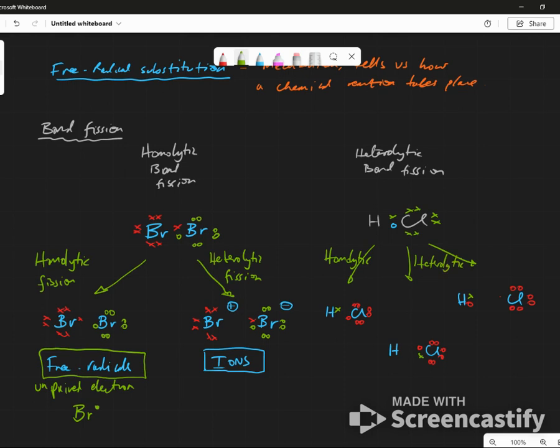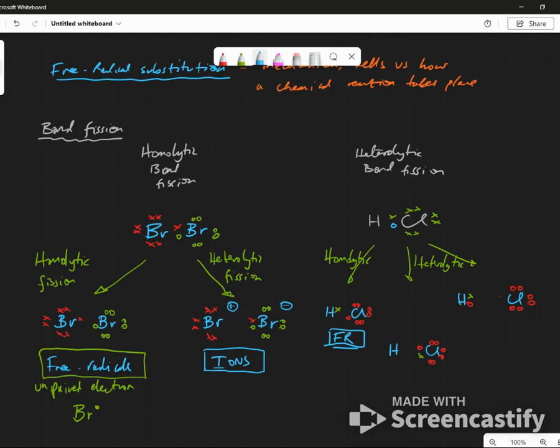I'm going to slow down in a minute, guys. I just want to get this done, and then I'll see where you are. So if you get the homolytic fission, you see we have a hydrogen free radical and a chlorine free radical, and these are free radicals. And that's what you would get if you got homolytic fission.